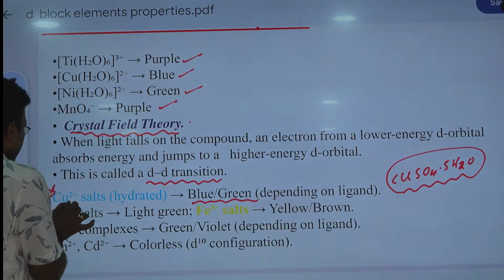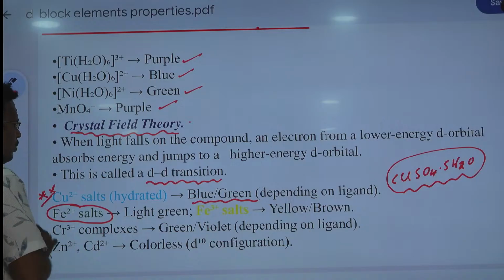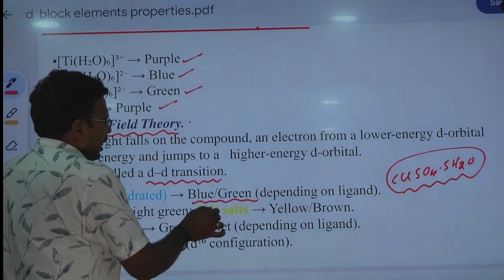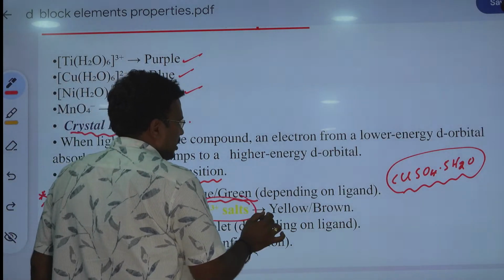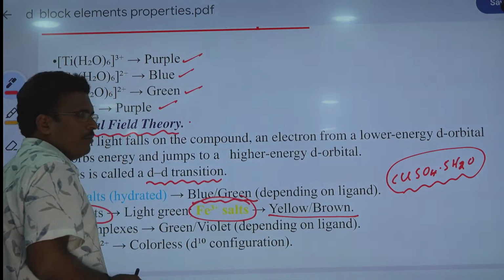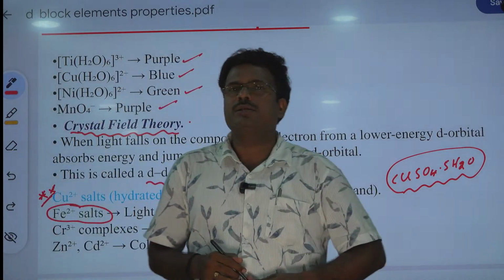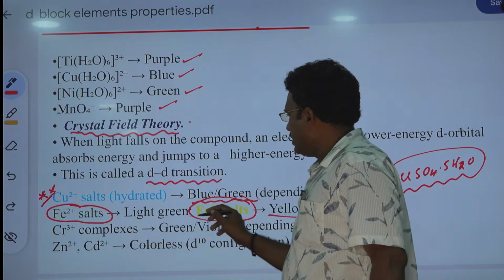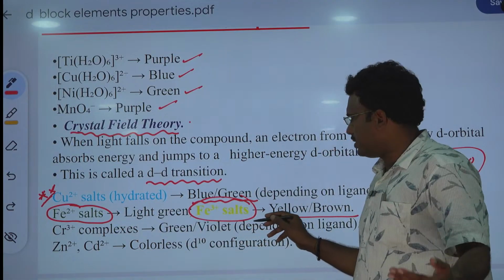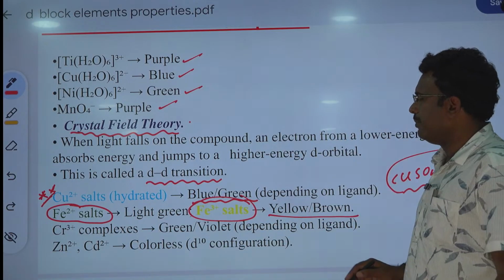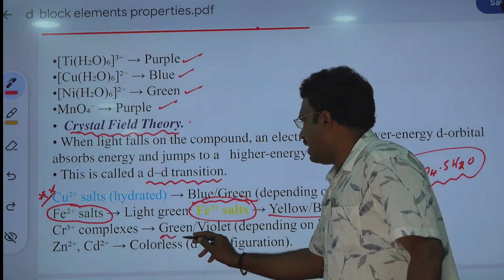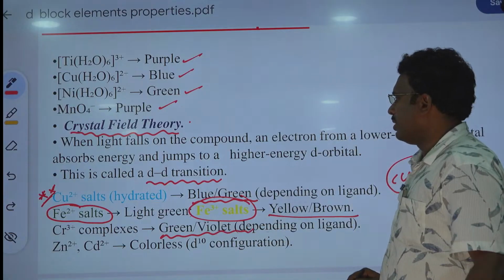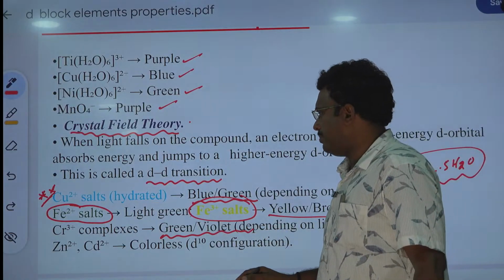Next one is iron salts. Iron plus 2 is light green. Iron plus 3 salt is yellow or brown. Iron plus 3 is the more stable salt and gives the yellow or brown color. Chromium complexes are green or violet. Zinc and cadmium are colorless.